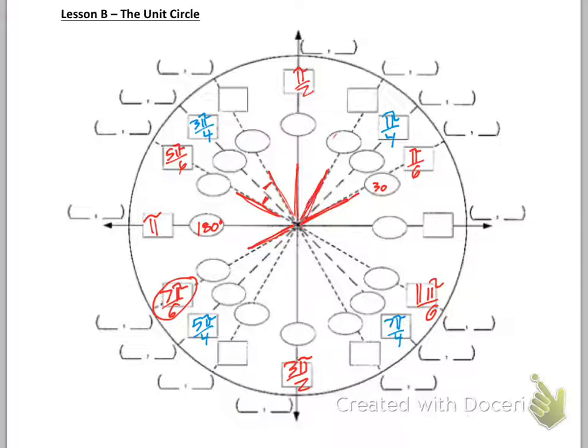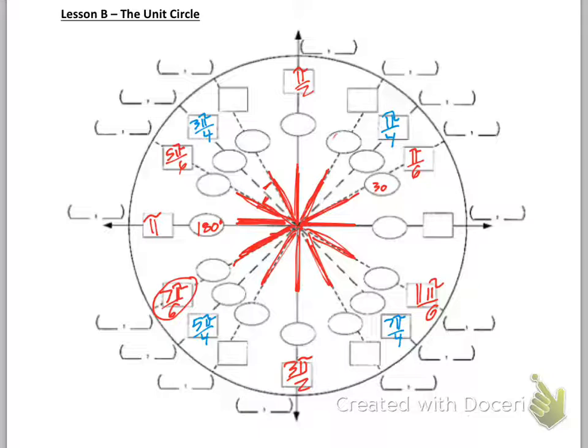Pi over 6, 2 pi over 6, 3 pi over 6, 4 pi over 6, 5 pi over 6, 6 pi over 6, 7 pi over 6, 8 pi over 6, 9 pi over 6, 10 pi over 6, 11 pi over 6, and then 12 pi over 6 is the same thing as 2 pi, which takes me all the way around. Those are the nice pi over 6 wedges.